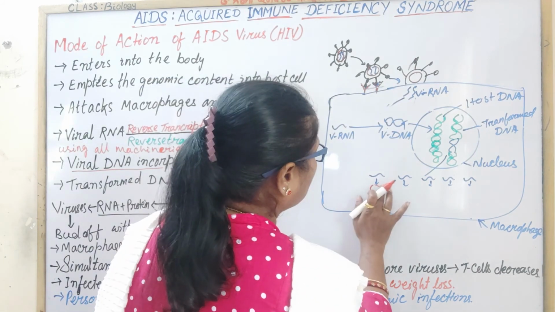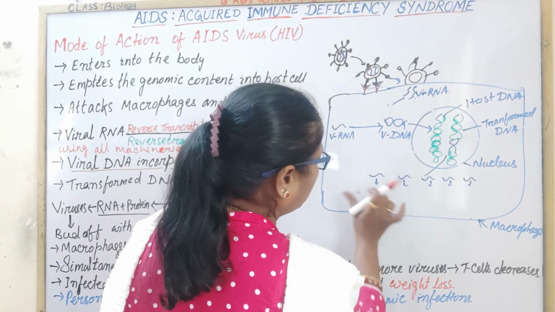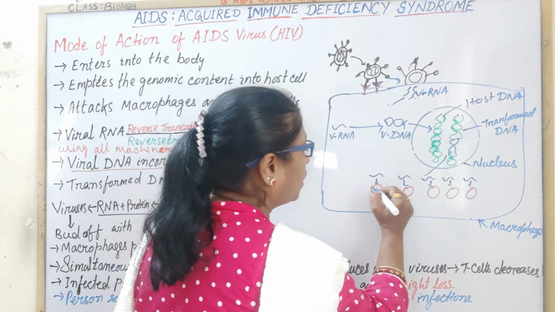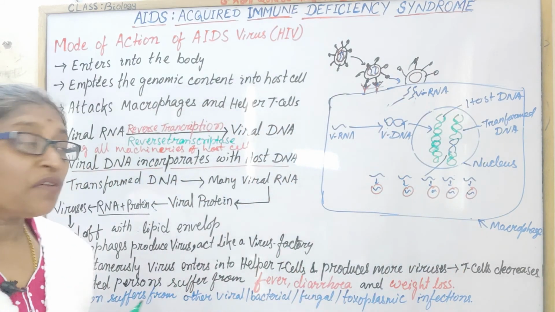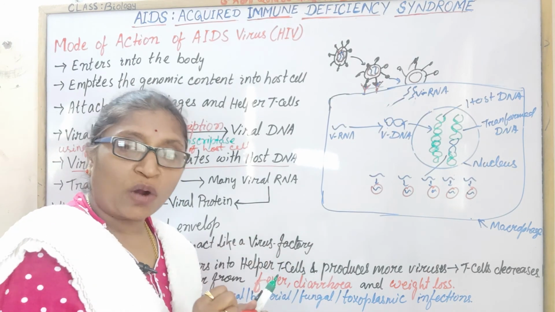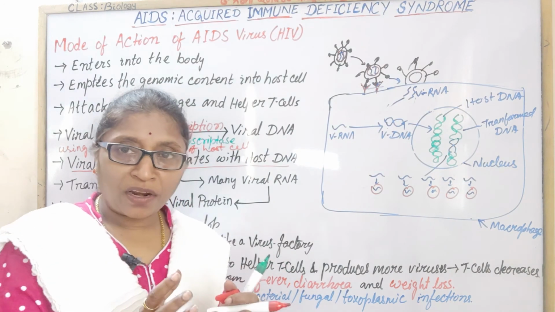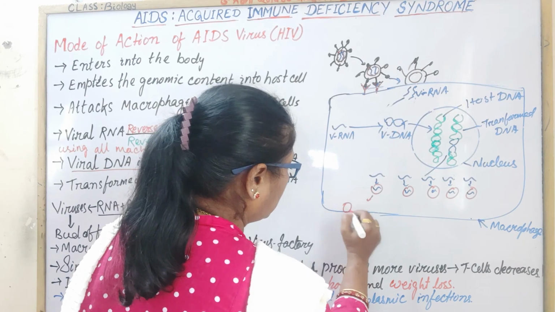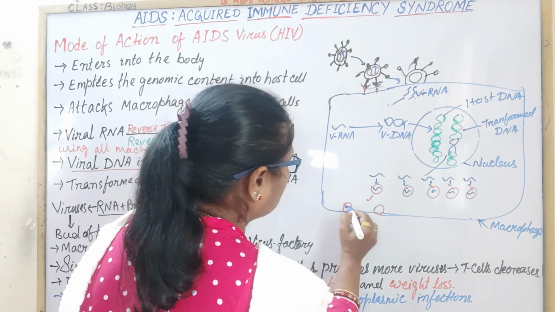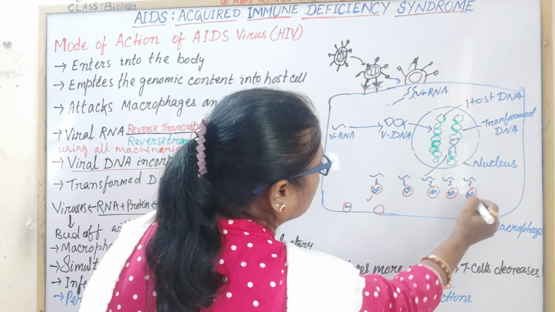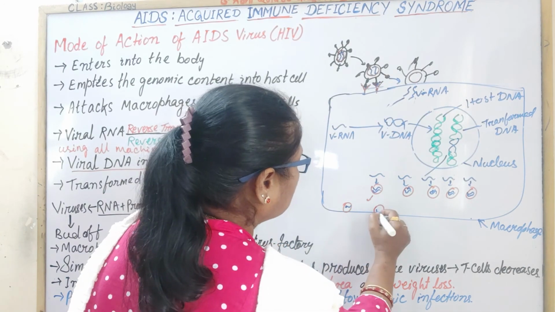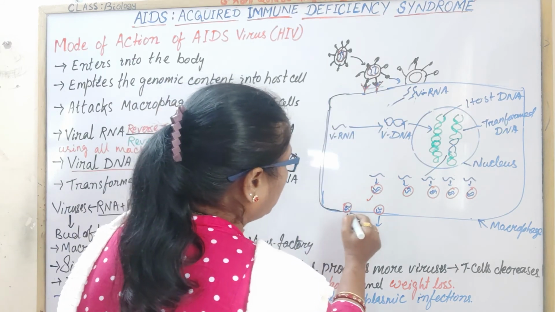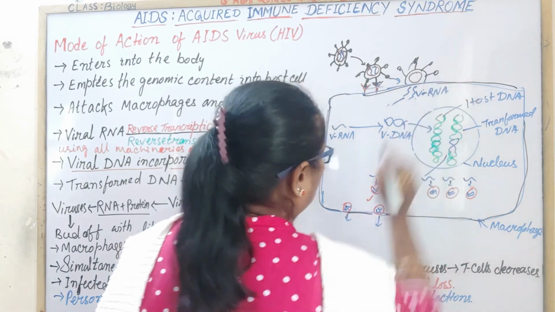Suppose these proteins are like this. The viral proteins are capsids. Capsids are developed, and these capsids surround the RNA. When they bud out, that is, pinch out from the host cell, they are enveloped by the bilayer lipid. As if this is the bilipid layer, they pinch out.